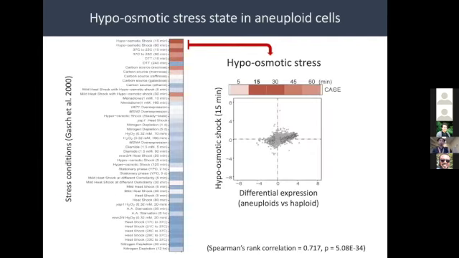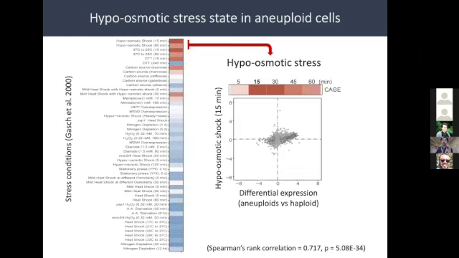So luckily, 20 years ago, Ogashi actually used more than 100 different stress conditions to treat yeast cells and did a lot of microarrays to understand what the transcriptional response is to different kinds of stress.